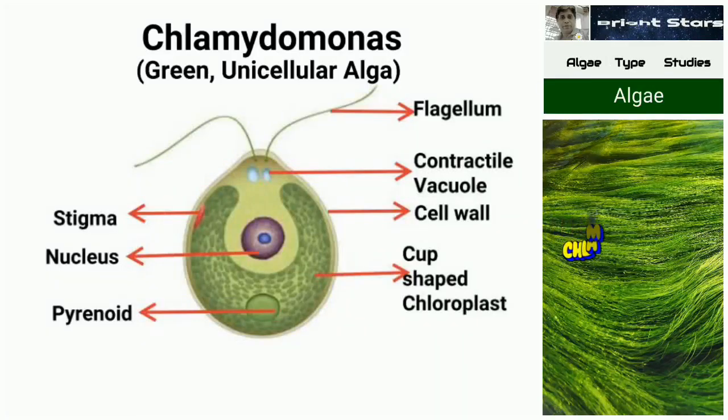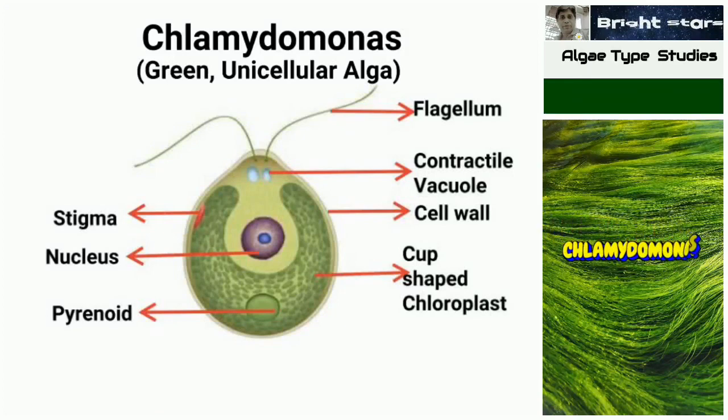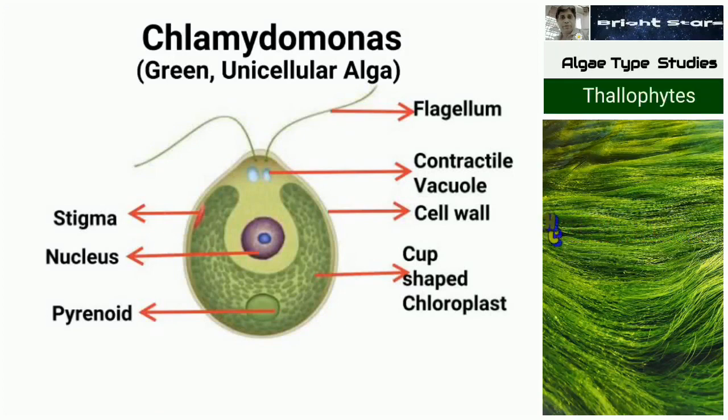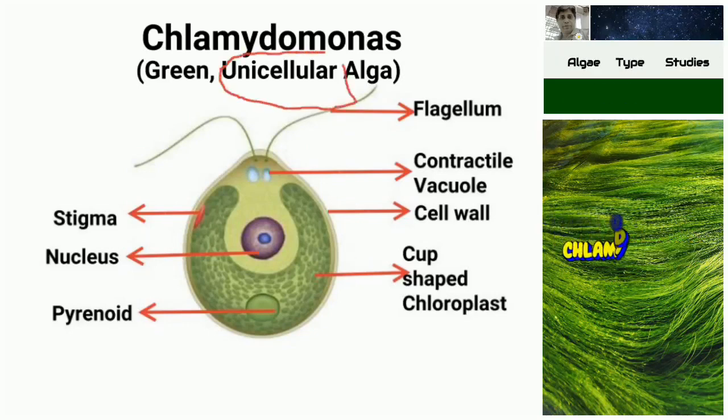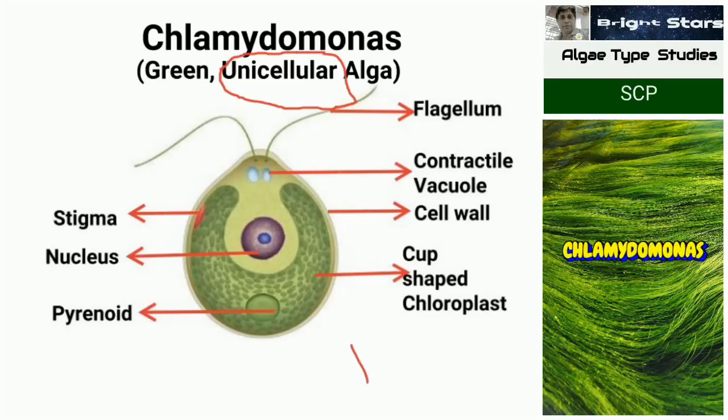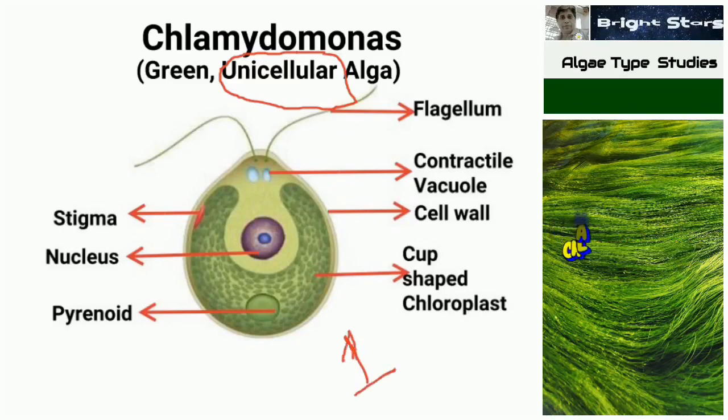Under Chlorophyceae, the green algae, the most important type is Chlamydomonas. Chlamys indicates the movement of the green alga. It is a green unicellular alga. Unicellular. You can see only one cell is present. That egg-shaped cell is only one. That's why we call it a unicellular alga.